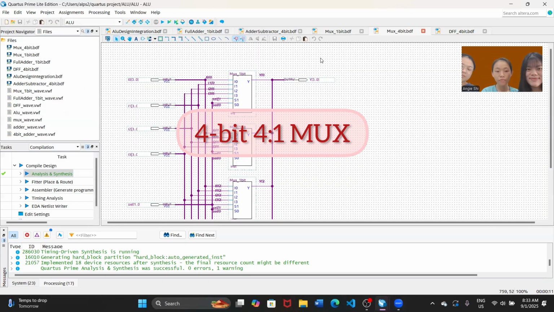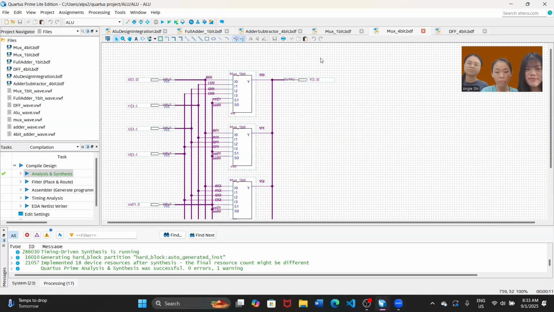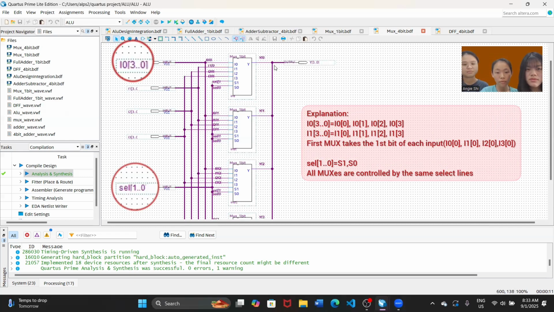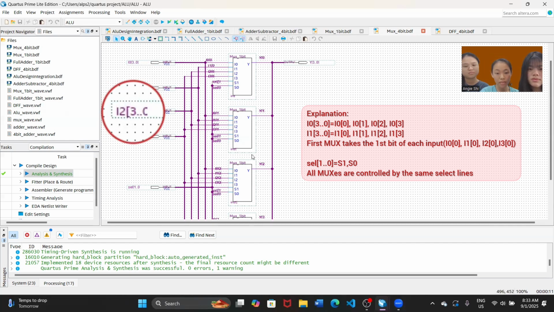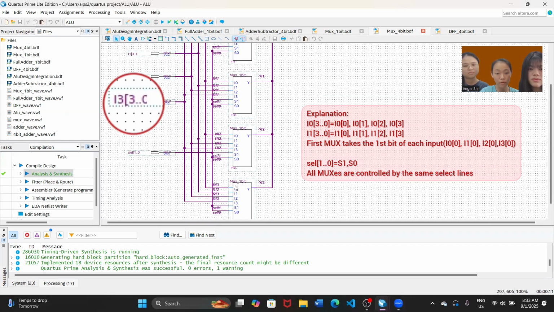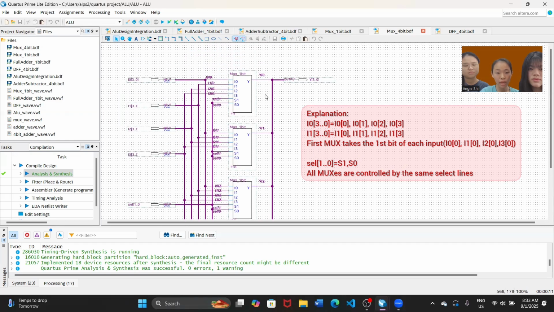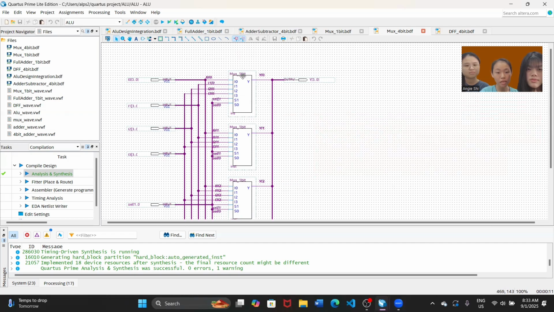To create our 4-bit 4-to-1 mux, we basically combine 4 1-bit 4-to-1 muxes. Connected to the first 1-bit 4-to-1 mux is the first bit of each input. The second bit of each input is connected to the second mux, the third bit to the third multiplexer module, and the fourth to the fourth multiplexer module. So when S1 and S0 equal 0, it will select the first input, which is I0, and this will connect it all to the output through the bus line and form a 4-bit output.